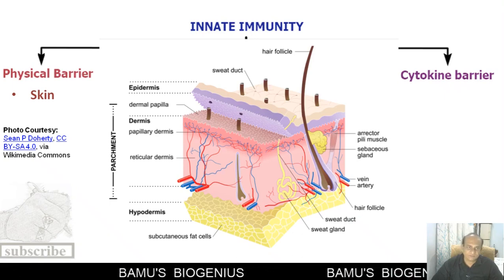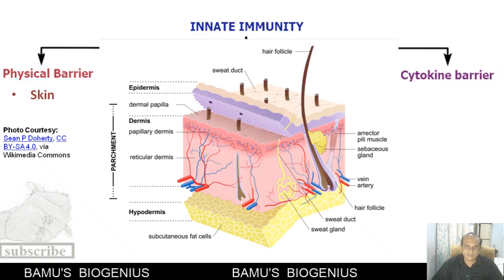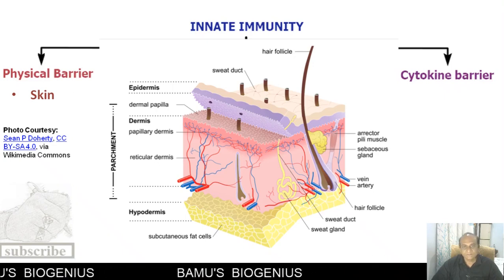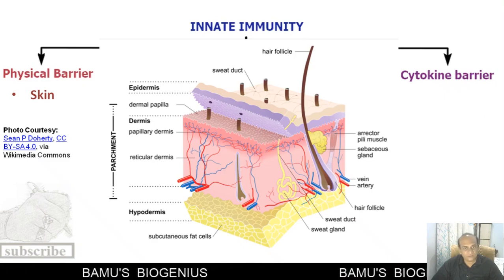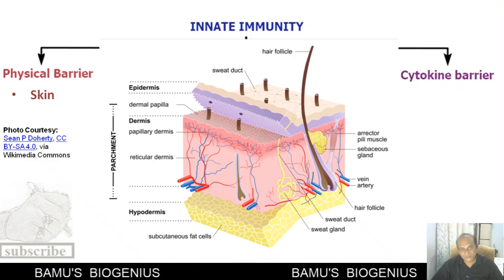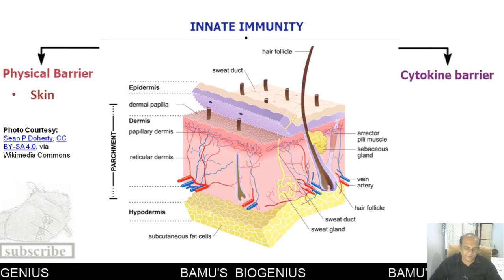Another peculiar feature of the skin is that the various glands present in the skin are responsible for keeping the skin surface acidic. The pH of the skin surface is about 4 to 5, and because of that, no microbes can thrive on the surface of the skin. It has also been found that the skin secretes various kinds of antimicrobial peptides.